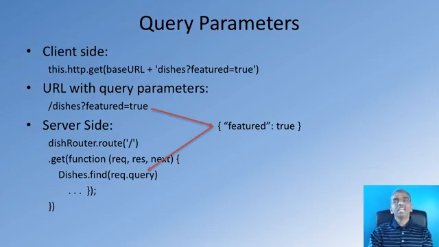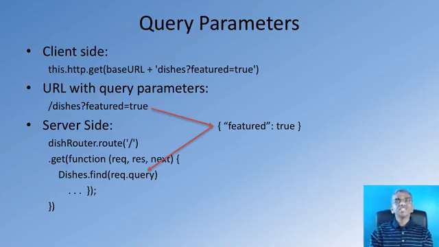So when you perform a GET request on the server side, you say dishes.find, and then you include the req.query into the find there. So thereby, when the MongoDB is queried, then only those records or only those documents for which the featured flag is set to true will be extracted from the MongoDB and supplied back to us within this GET method here, and then can be returned to the client side.